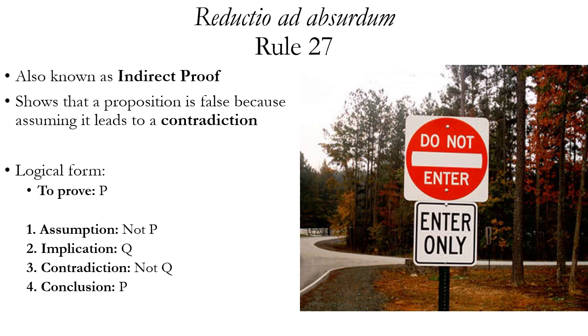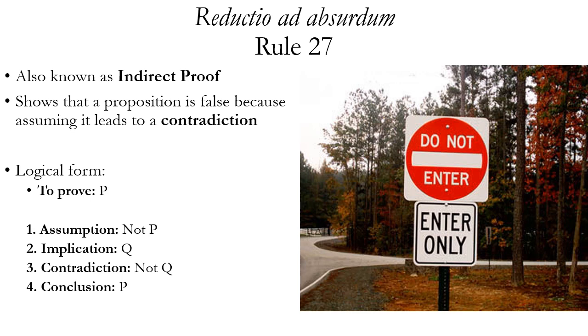Reductio ad absurdum is also known as indirect proof. So this is a type of deductive argument where you're proving the conclusion indirectly. You start by assuming the opposite of what you want to prove, and then you show it leads to a contradiction, showing that the assumption must be false.